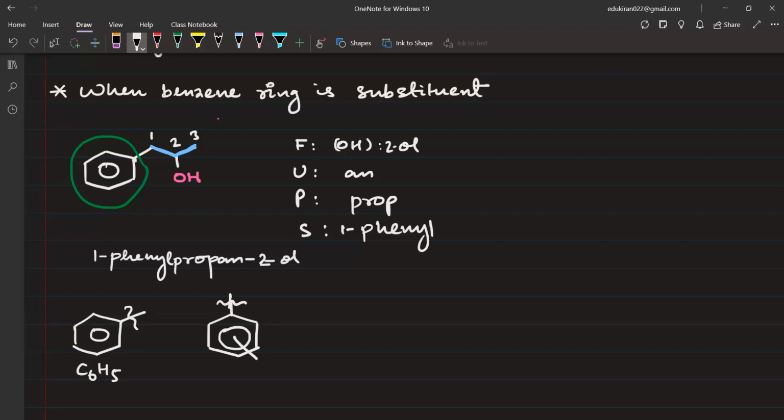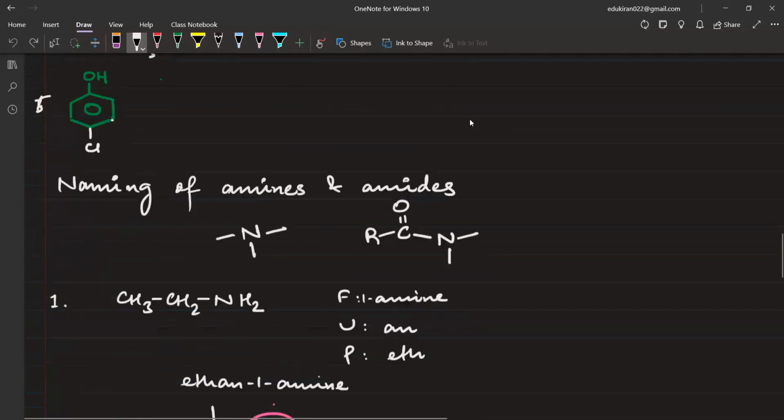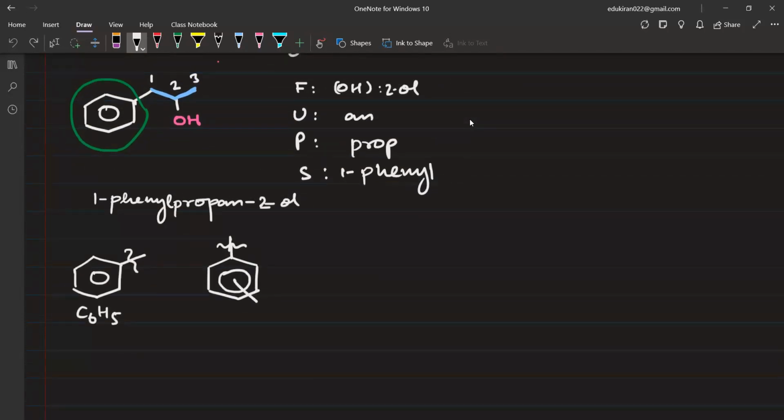Yes, sir. This does not mean that the attachment is from the middle here. Okay, just a second, Chavez, I will tell you. So this is going to be C6H4. Okay, you got this, C6H4, when you have two substituents.